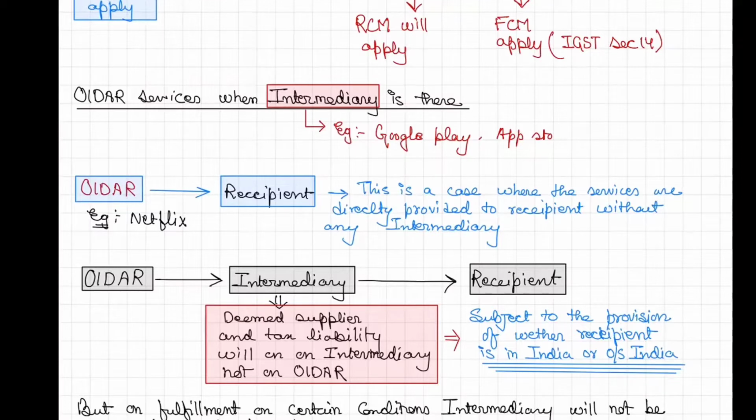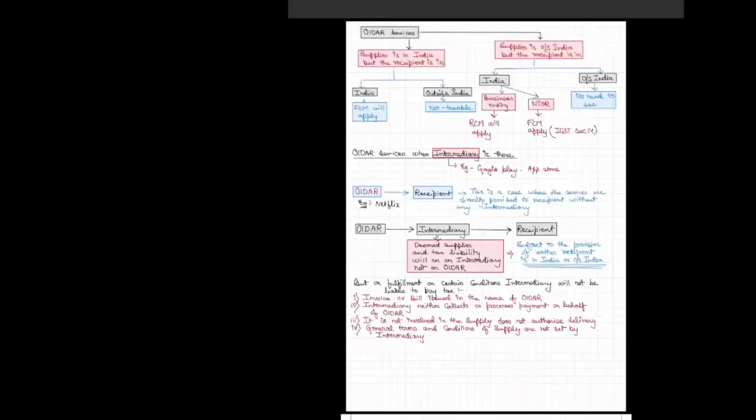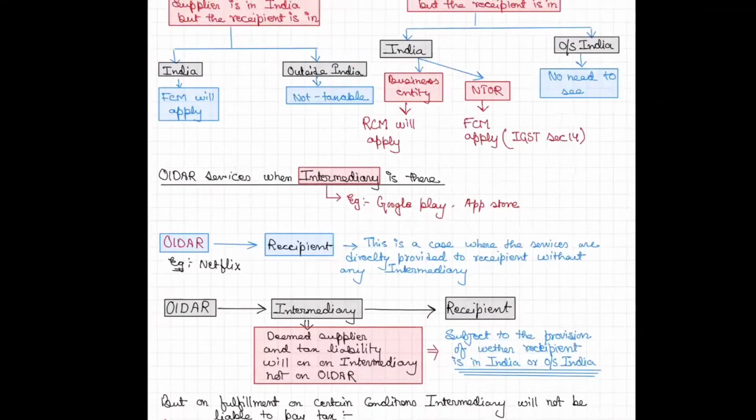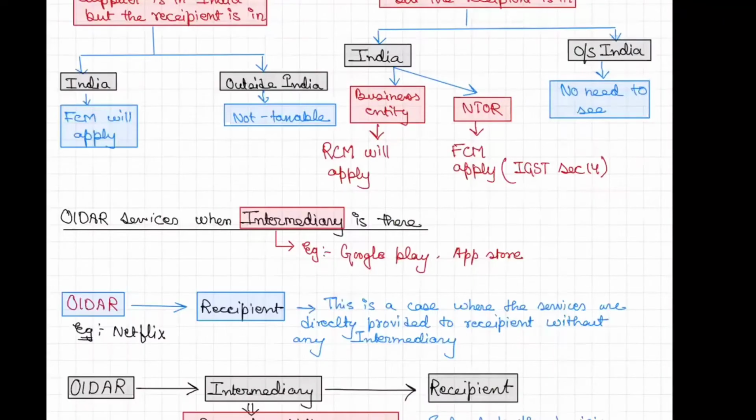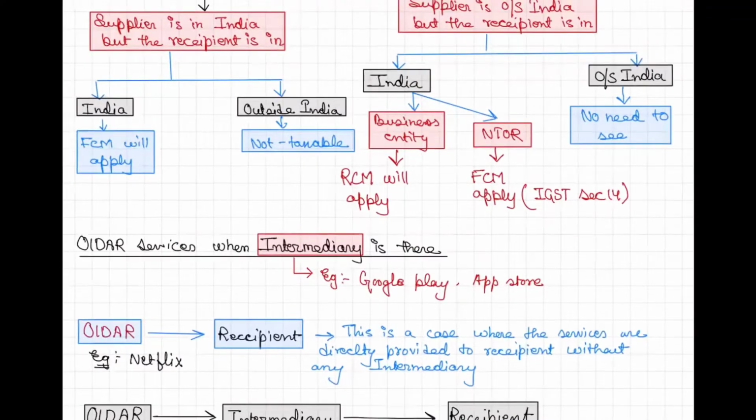So let me give you an example of this app only, which I'm writing. It is Good Notes, and it is available on the App Store. Is the service provider in India? No, it is not in India. And it is also a kind of OIDAR, because I'm making payment to them and getting something which is downloaded. So this also falls under OIDAR services.